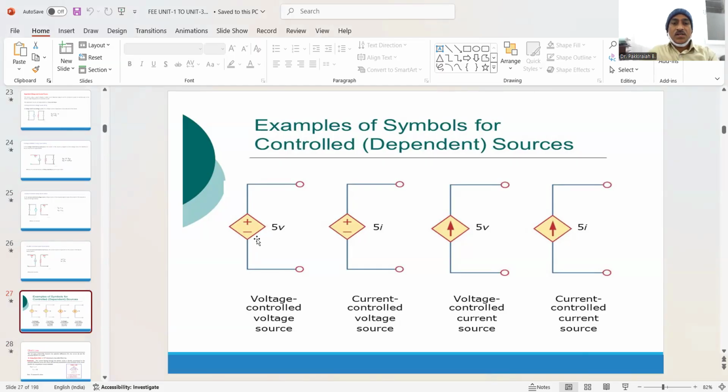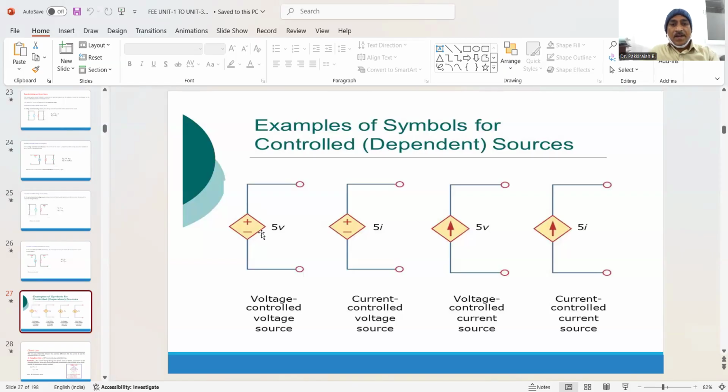Now you see here, dependent source, voltage controlled voltage source or voltage dependent voltage source. All the dependent sources are represented with a diamond shape, with the terminals provided inside. Rhombus or diamond shape means a dependent source. If plus minus is provided, it means voltage source; if an arrow indication is provided, it means current source.